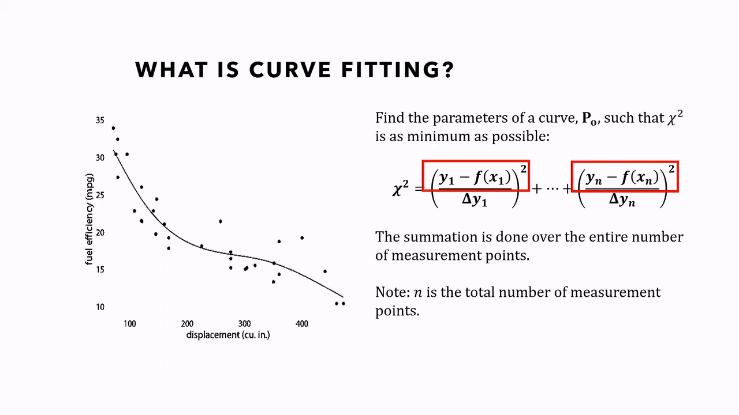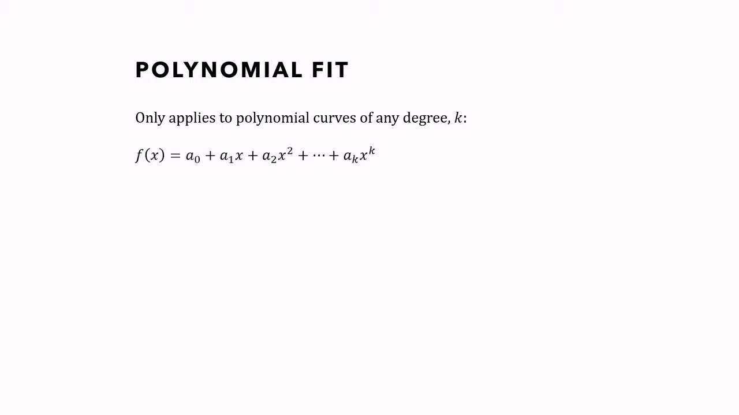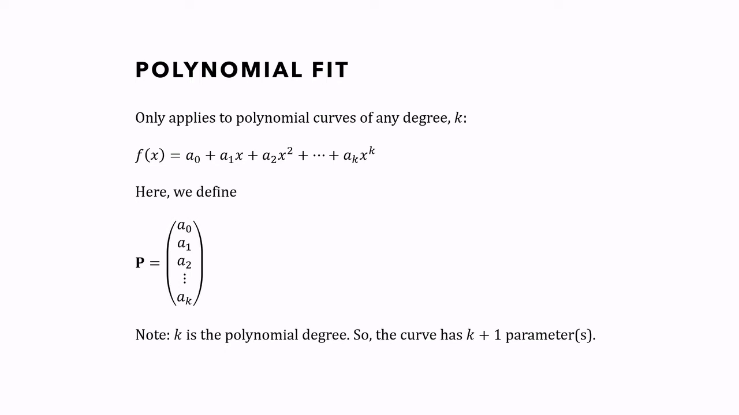Now, let us focus on fitting a polynomial curve of any degree to the measurement data. This curve fitting technique only applies to polynomial curves described by the following function. Here, we define a0, a1, a2, and so on as the parameters of the polynomial curve. Note that k is the degree of the polynomial. Also, the polynomial has k plus 1 parameters.